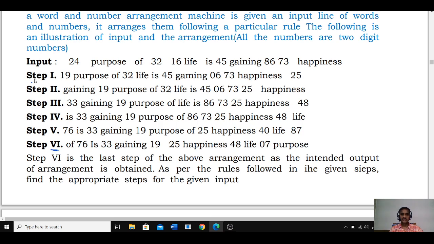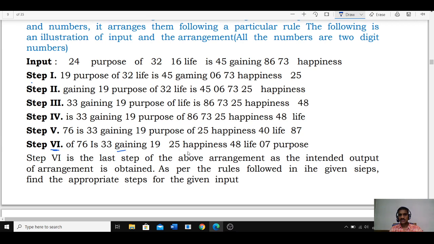మరి ఏ విధంగా అరేంజ్ చేశారు చూడండి. If you find out the input and the final output, gaining, happiness, life, purpose. Is there any order here? There is no order in this one, isn't it? Least word, next to happiness, is L, O, F, O, N. This is how the words are arranged in the ascending order. First, next, second, third, left hand side, fourth, right hand side, and fifth, left hand side, sixth, right hand side.